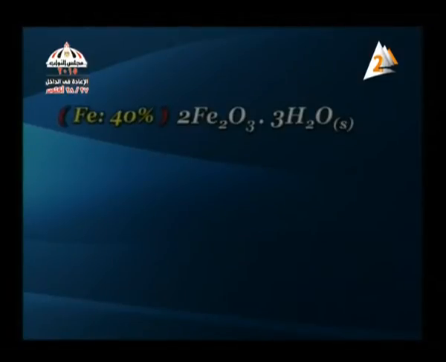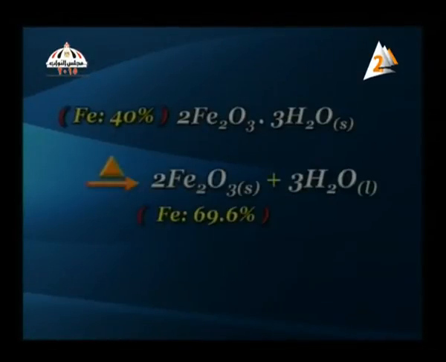Or if we use limonite ore that has a percentage of iron 40%, with molecular formula 2Fe2O3.3H2O, by heating it gives 2Fe2O3 and water is produced. Here the percentage of iron increased from 40% to 69.6%.